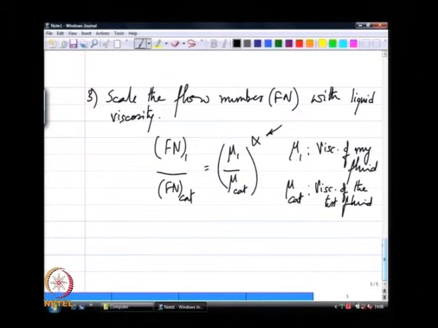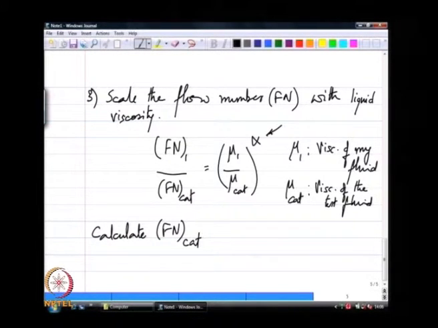So, from here I can get what flow number in the catalog would be equivalent to the one that I want to spray. Now, here is a bit of a surprising fact, but true: for a given mu, as mu increases, the flow rate through the same nozzle at the same pressure increases.